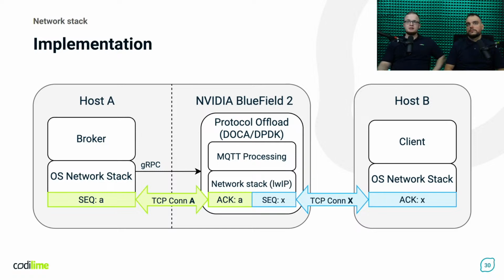So in this case, we have lightweight IP. We've left MQTT processing running on top of it using the socket layer from lightweight IP. And we left the gRPC notifications from the broker for the subscription topic mapping.